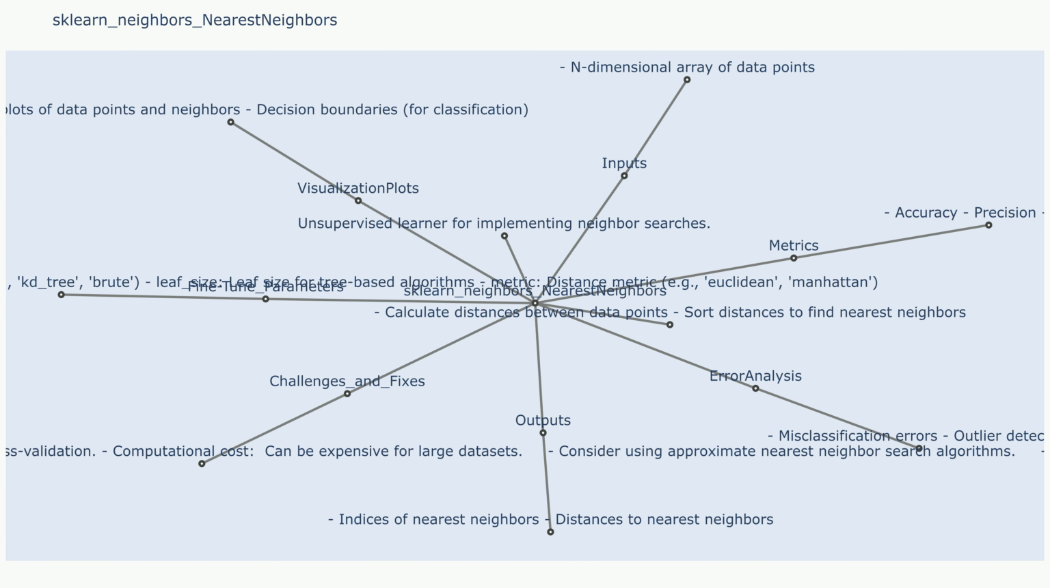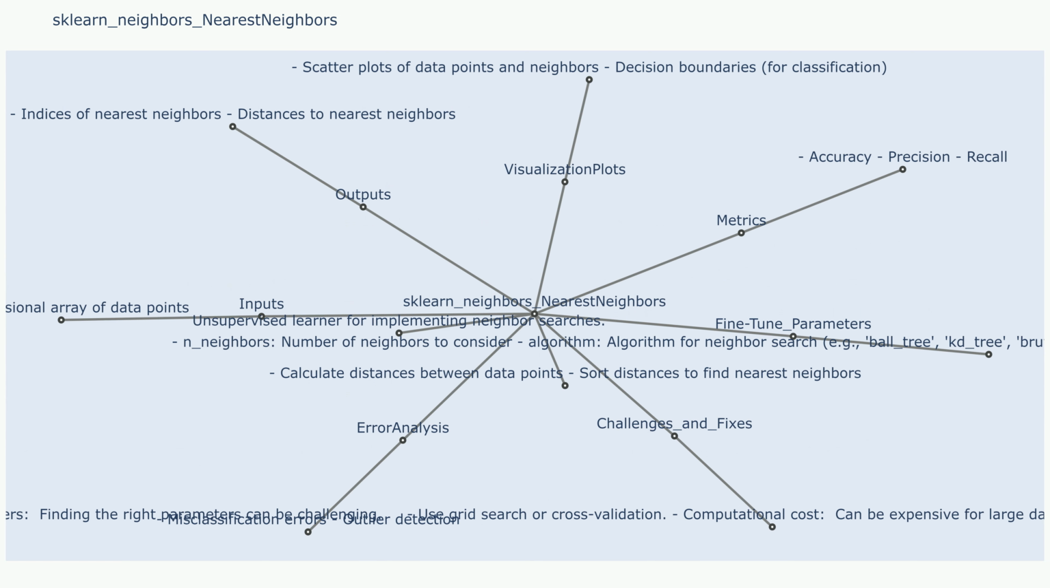Challenge 2: computational complexity. Finding nearest neighbors in large datasets can be computationally expensive, especially for algorithms like brute force search. Sample use case that resulted in Challenge 2: searching for nearest neighbors in a dataset with millions of data points using brute force search can be time-consuming.